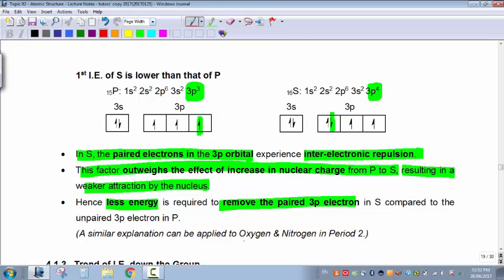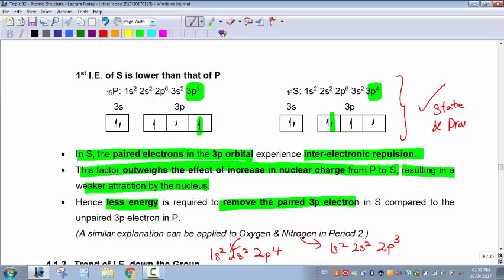This is the same for oxygen and nitrogen. Nitrogen is 1s2, 2s2, 2p3, whereas oxygen is 1s2, 2s2, 2p4. Similar configuration. So when answering this question, you need to stick to it and draw the electronic configuration. Right, so please remember that.